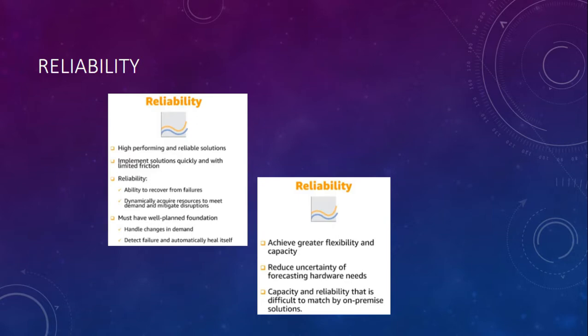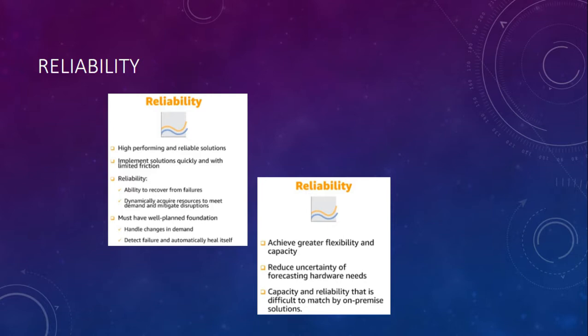So, reliability at AWS is defined as the ability to recover from service failures, either from infrastructure or the service failure as such. So, it also focuses on the ability to dynamically acquire computing resources to meet demand and mitigate the disruptions. Now, in order to achieve reliability, the architecture and system that you define must have a well planned foundation in place that can handle changes in demand and also detect failure and automatically heal itself.